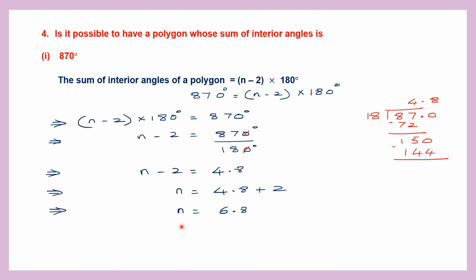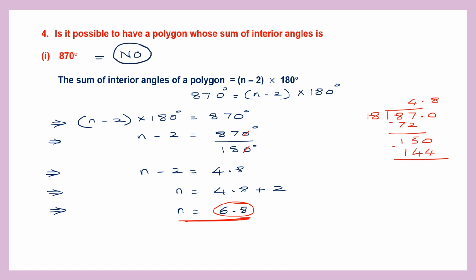Can we have number of sides to be 6.8? We cannot have a side to be a decimal number. It has to be a whole number. That means it is not possible to have a polygon whose sum of interior angles is 870 degrees. So the answer here is no, it's not possible.